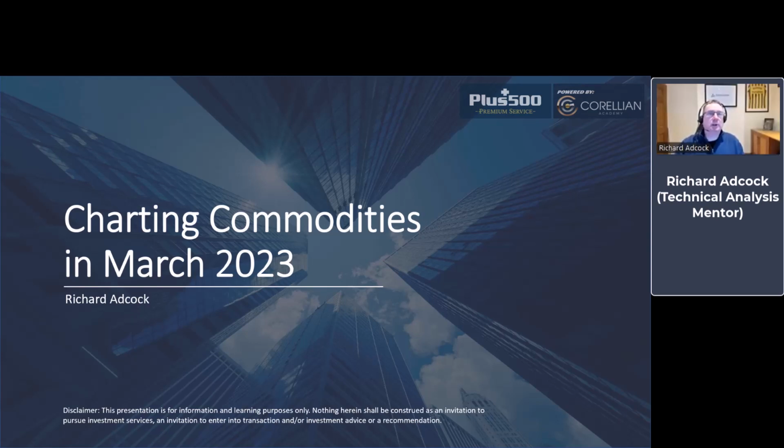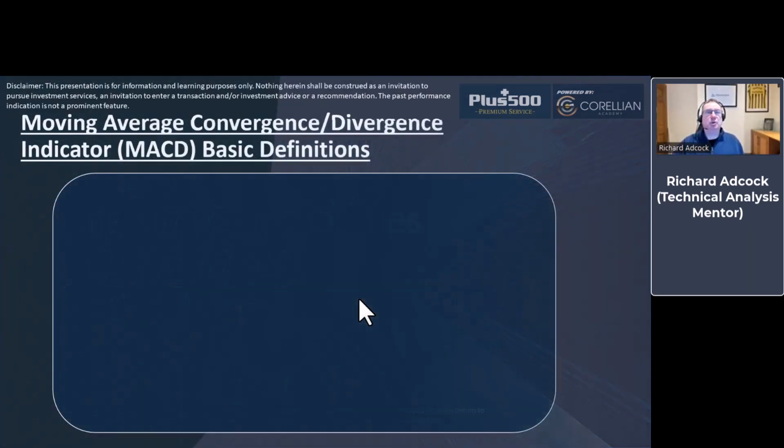This week, I want to take a look at commodities, and in particular, natural gas, and how we can apply the MACD indicator to the current backdrop of natural gas and how that's likely to evolve, how we could have used the indicator to highlight trending signals, and what the indicator is actually telling us right this moment. So let's take a look at the MACD and the basics in general.